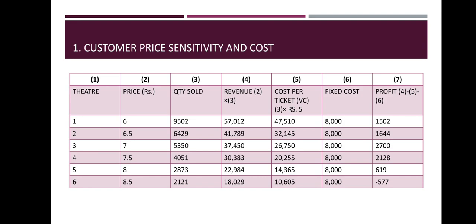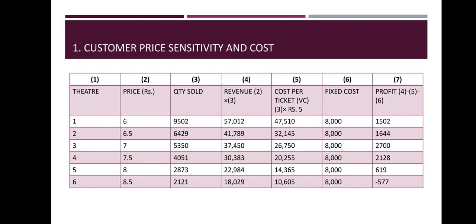Notice in this table that as the price increases, the fixed cost remains the same. Sales and variable cost both decrease, but sales decrease at a faster rate than the variable cost. So the highest profit level occurs at rupees 7, where it is around rupees 2,700. If the restaurant considers only customers' price sensitivity and cost in setting prices, it would set the price for the riblet basket with these demand characteristics at rupees 7 to maximize the profits.